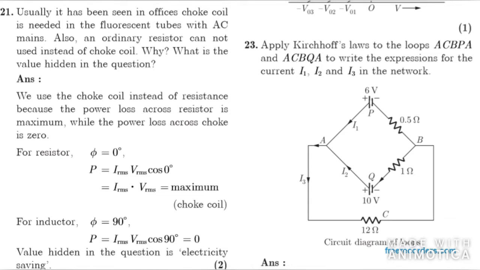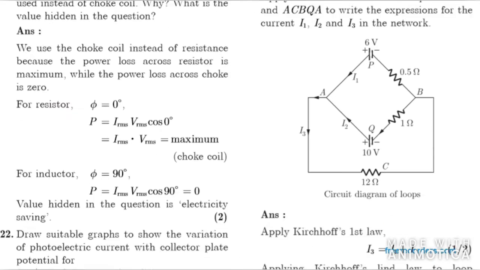For a resistor, the power loss is maximum, since phi is 0, so P will be IRMS dot VRMS, that is the maximum value. For an inductor, phi can be 90 degrees. So if phi is 90 degrees, power used will be 0. So the value hidden in this question is electricity saving.